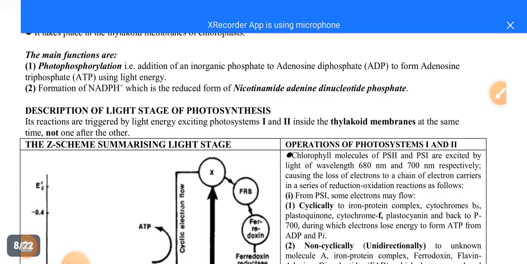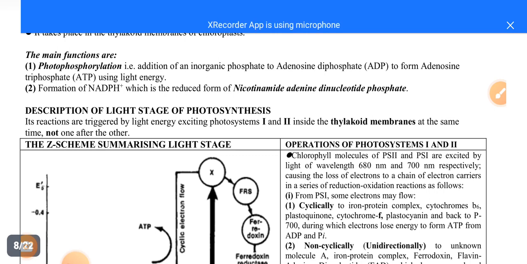dinucleotide phosphate. Without wasting a lot of time, let us look at the description of the light stage of photosynthesis. Its reactions are triggered by light energy exciting photosystems 1 and 2 inside the thylakoid membrane at the same time, not one after the other. So these reactions occur at the same time, and we are going to see how the photosystems operate.